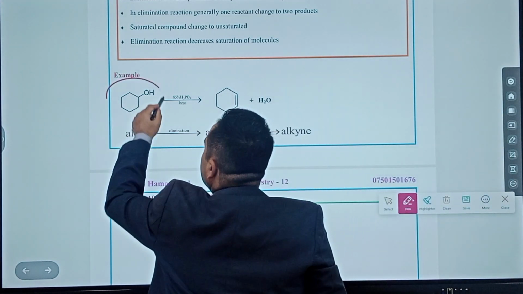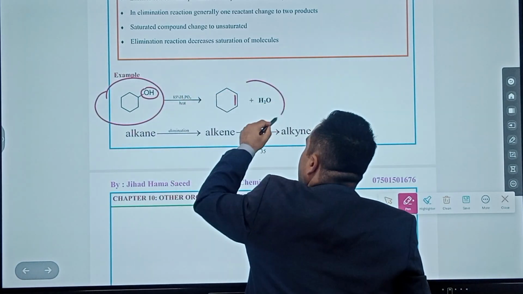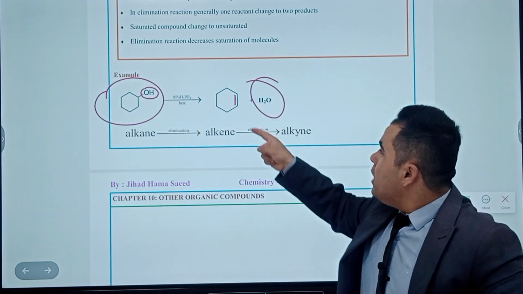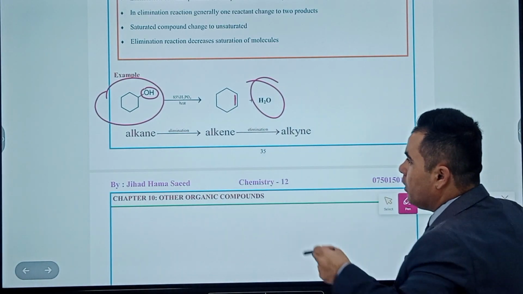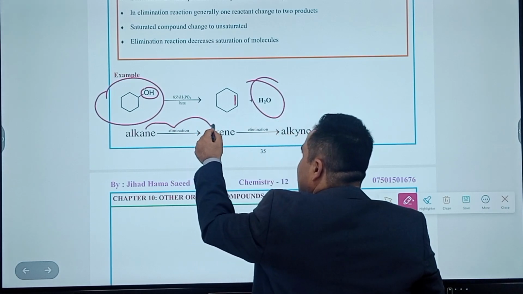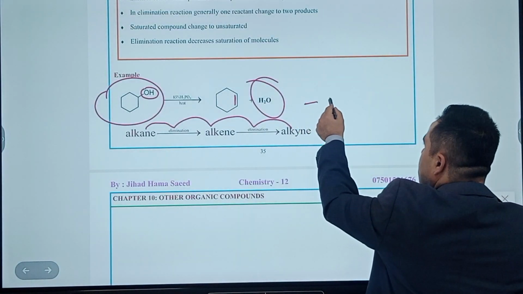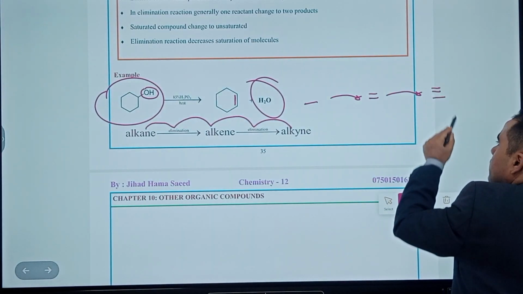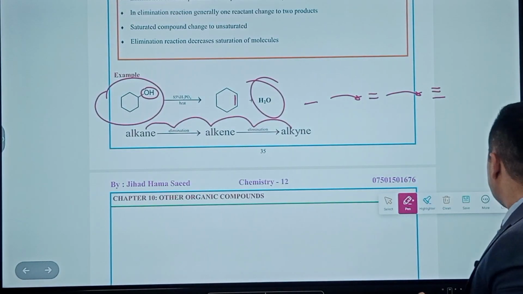Here, as you can see, we do not have a double bond, but here they become a double bond, and the OH with one of the H forms the H2O. One molecule produces two molecules. This increases the unsaturation of the molecule. Alkane by elimination converts to alkene. Alkene by elimination converts to alkyne. So a single bond by elimination converts to a double bond, and by elimination to a triple bond, increasing the unsaturation and decreasing the saturation of the molecule, guys.